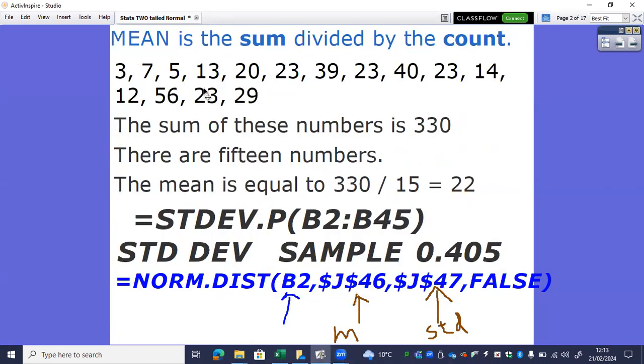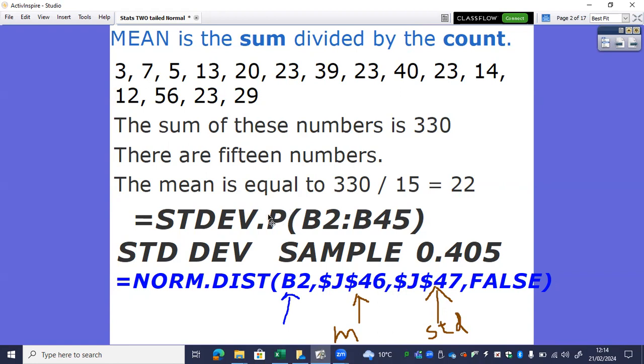So a bit of background, basic statistics. The mean is the sum divided by the count. In this very quick example here, 15 data points, we add them all up. We get 330, divided by the number of samples gives us an average of 22. The average gives you some information, but it doesn't give you the spread of numbers around that mean.